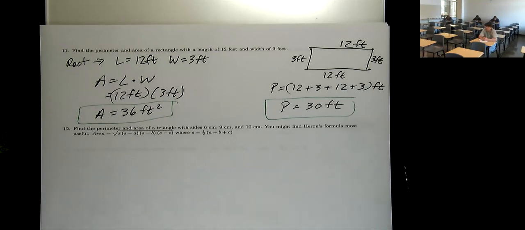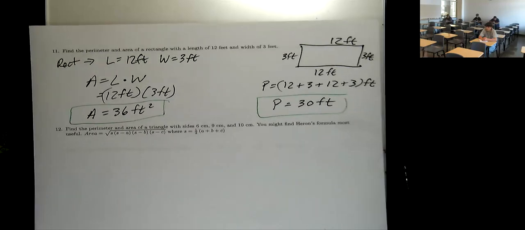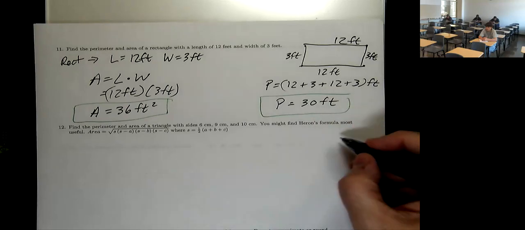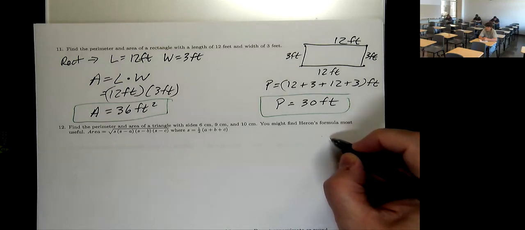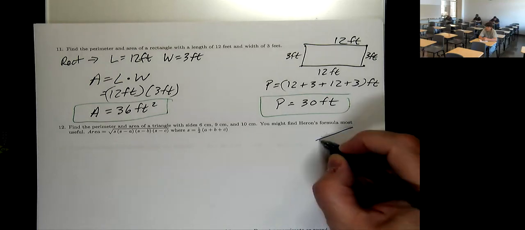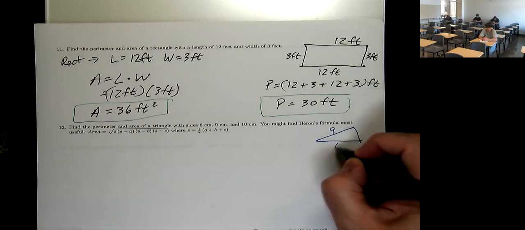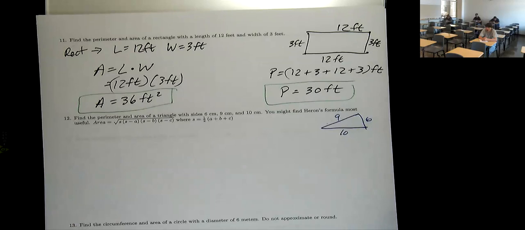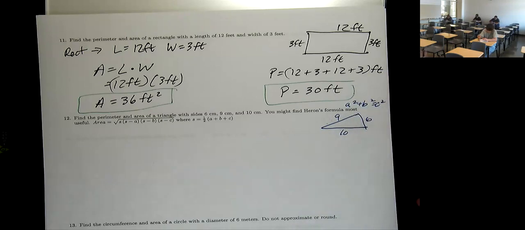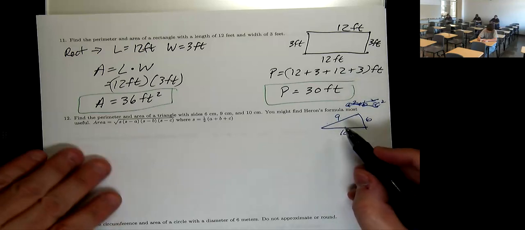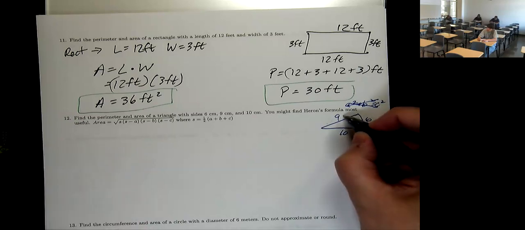All right, so the next one, find the perimeter and area of a triangle that has sides 6, 9, and 10. I don't think it's a right triangle. I know it's not a right triangle because it doesn't meet the a squared plus b squared equals c squared to make a right triangle. I can't add up 6 squared and 9 squared and get 10 squared. So it's not a right triangle. I can find the perimeter though. The perimeter is just add up the sides, and these were all in centimeters.